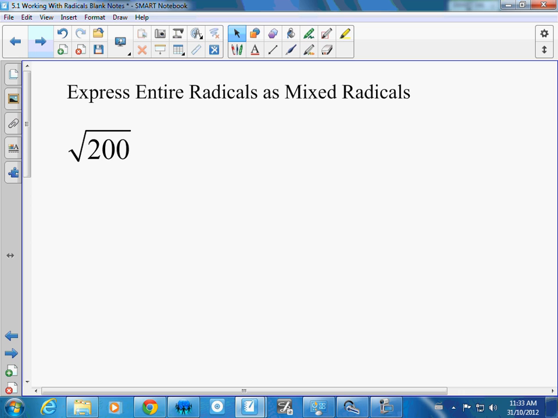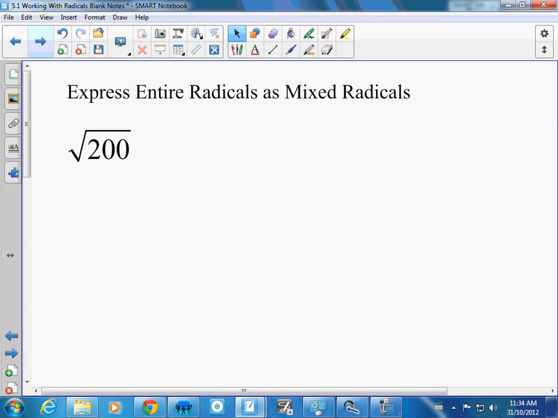Can you take the square root of 200? No. So then you start thinking of all the factors of 200, right? 1 and 200, 2 and 100, 4 and 50, 8 and 25. No, you want the largest one that you can take the square root of. 5 and 40, but you can't take the square roots of either of those. Which ones can you take the square roots of? 100, 25, 4.